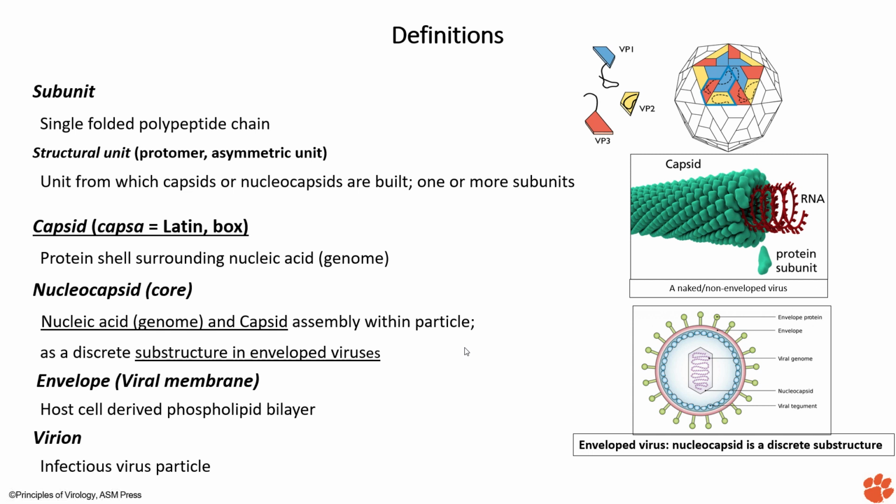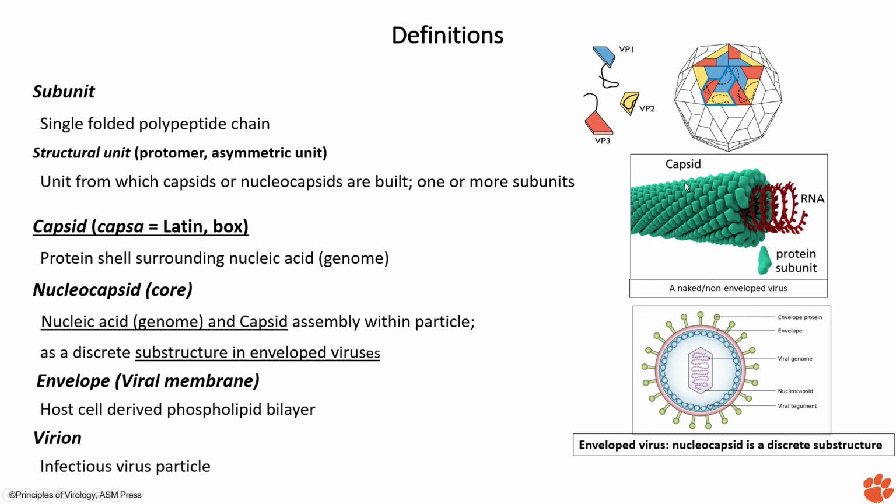Another term that you use is a nucleocapsid. A nucleocapsid is the core, where the nucleic acid or the genome, which could be DNA or RNA, is in a capsid assembly within the particle. And when we call this a nucleocapsid, this has to be a distinct structure or a distinct substructure of the virus. What do we mean by this substructure?